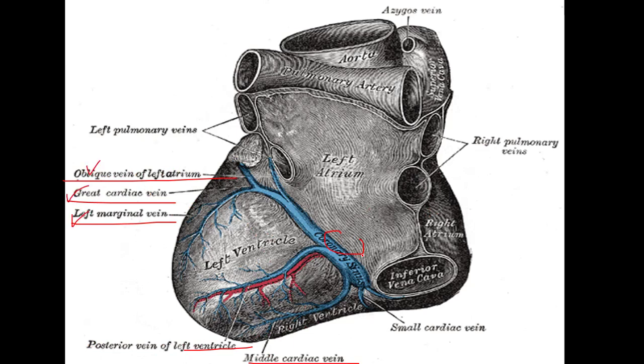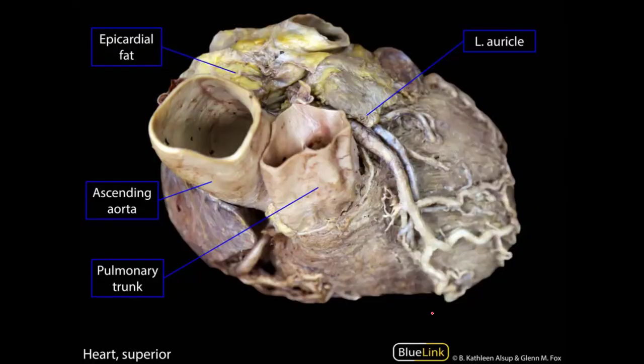And when we do the internal features of the right atrium, you actually see the opening, the coronary sinus ostium. Also, you have the small cardiac vein there. So this is a superior view, still the same. That's the aorta, pulmonary trunk. This is the left auricle. So if that's the left auricle, this here at this point is the left anterior descending.